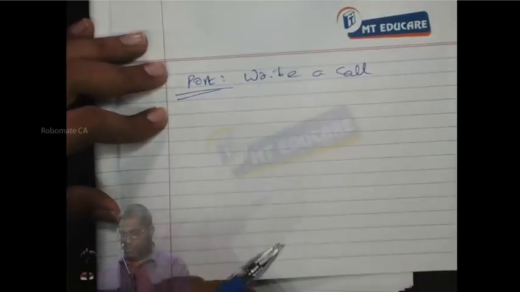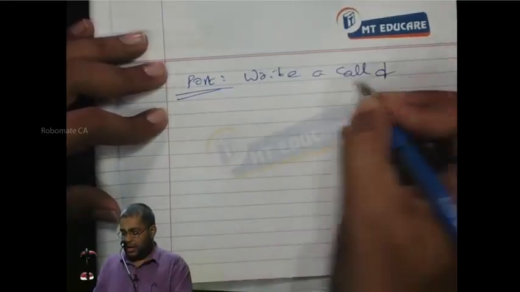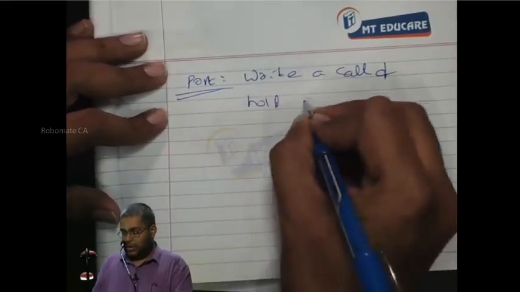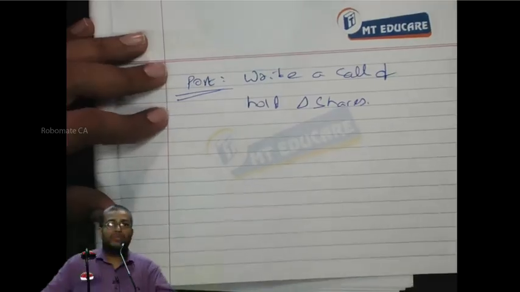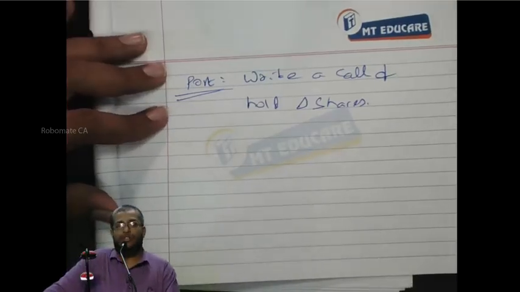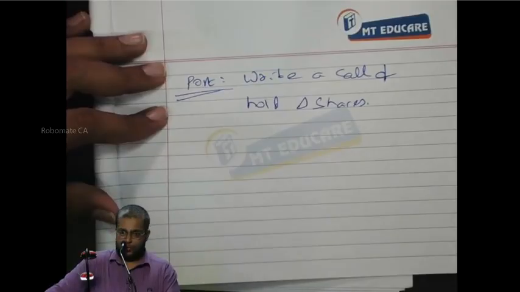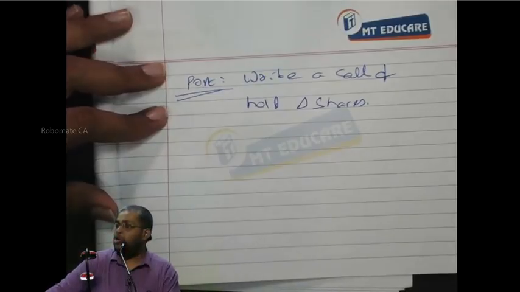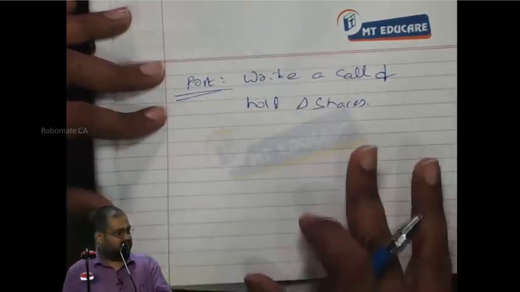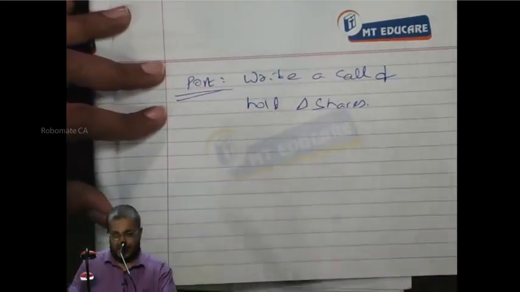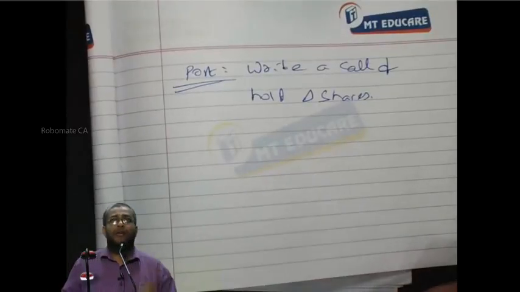This model tries to find out call option value using a portfolio: write a call and hold delta shares. Don't ask questions and all, it's predefined. Can I proceed? We'll be discussing the logic and all later. Now, write down step 1.